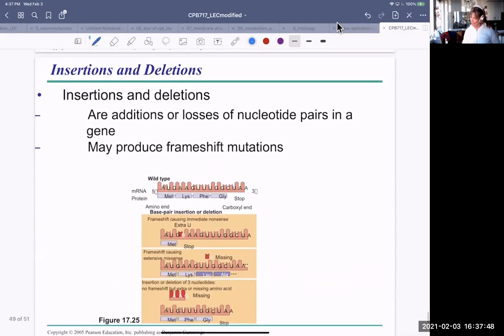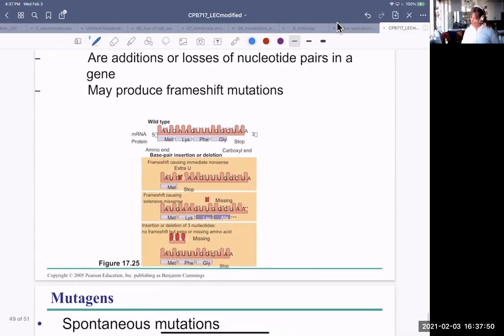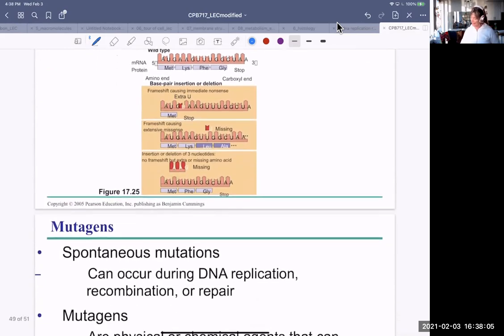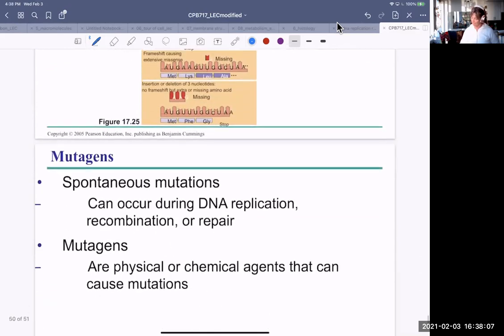Insertions are additions or losses of nucleotide pairs. They produce what is called a frame shift mutation, where now your codons are not in the same place they were before. So you've shifted everything. And that can be detrimental.